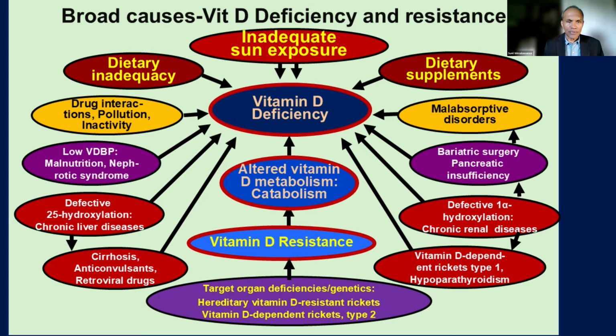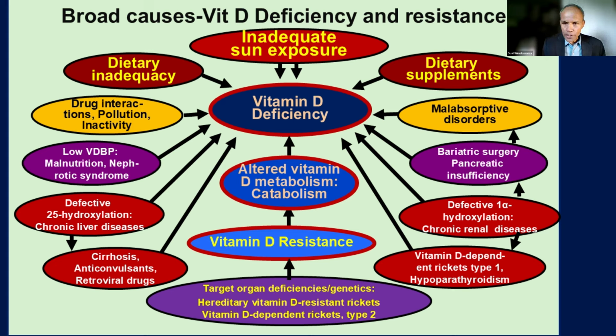There are a whole bunch, actually. I just want to give a flavor of it. First, the defective 25-hydroxylase, which is the liver enzyme; any liver abnormality can cause hepatocyte abnormalities. There are many. Commonest is alcohol intake, and then, of course, cirrhosis. Anticonvulsant drugs and retroviral drugs are not causing vitamin D resistance, but increase the catabolism of vitamin D. Therefore, the half-life will reduce dramatically. It's almost like 80%. So they need more frequent, higher doses to maintain or prevent vitamin D deficiency.